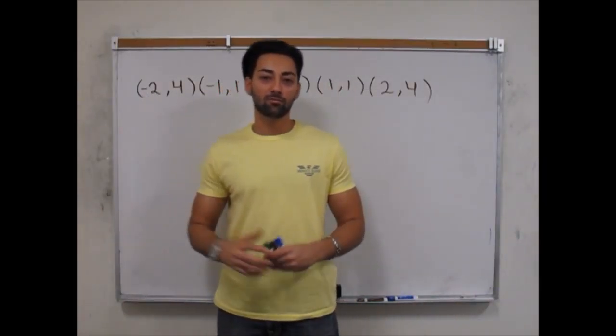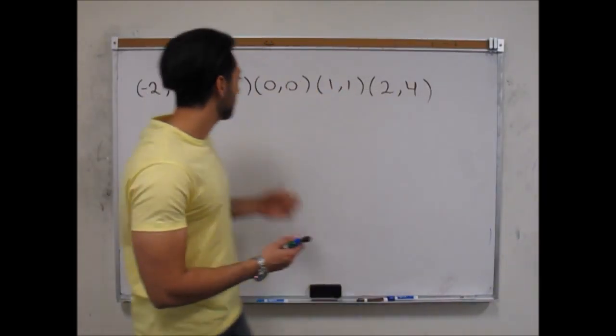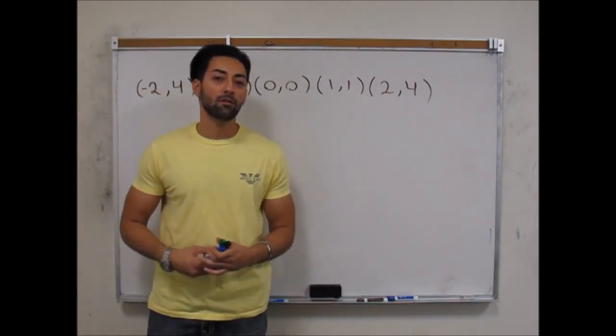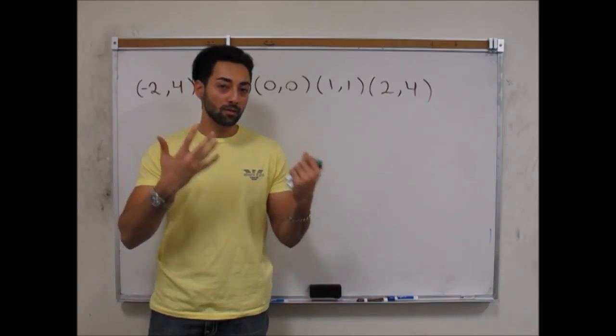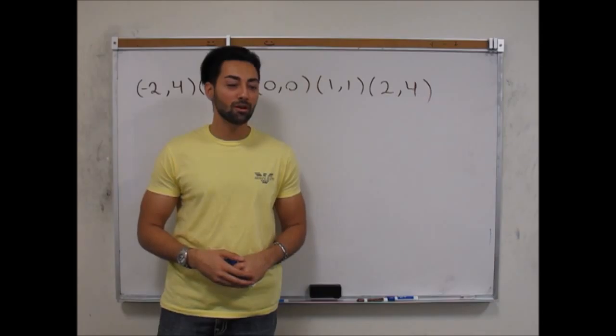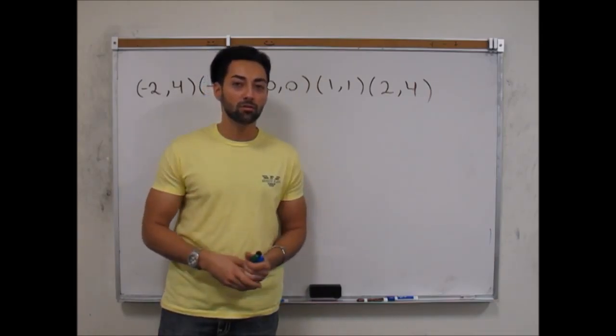Okay, let's look at functions with ordered pairs now. As you can see, I've listed some ordered pairs here for you, and I did want to mention that there's a faster way of determining whether something is a function or not by just looking at an ordered pair, but since this is our first example, I just wanted to go more in depth and show you more detail.